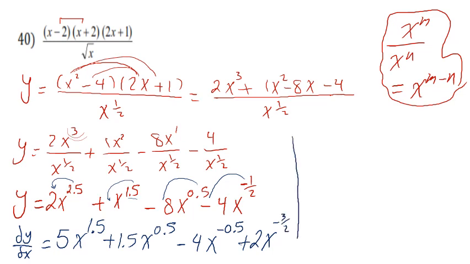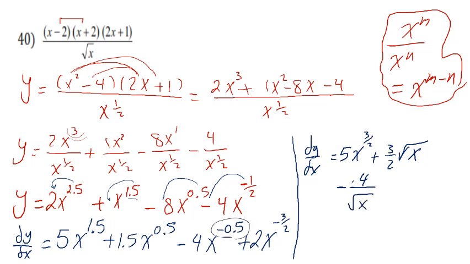Now, the simplest form of dy by dx is 5x to the power 3 over 2, the power as a fraction, plus 1.5 is 3 over 2, and x to the power half is root x, minus 4 over root x, as x to the power negative half is 1 over root x, plus 2 over the root of x to the power of 3.